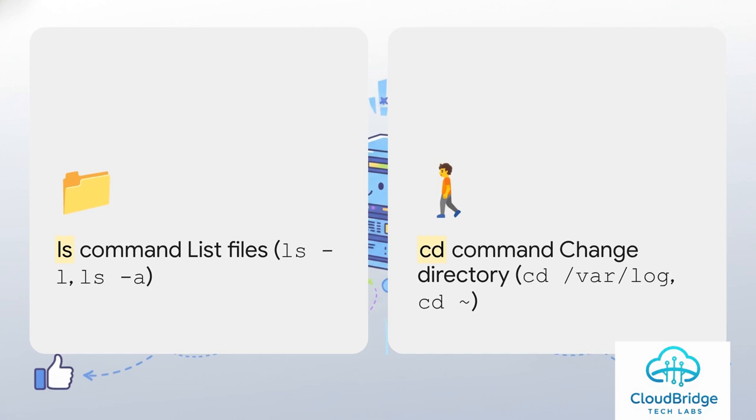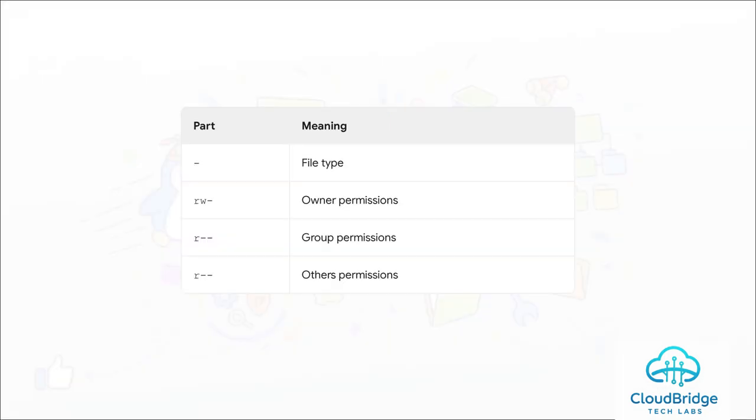cd /var/log takes you straight to the log files, while cd ~ is this fantastic shortcut that instantly teleports you back to your personal home directory. Okay, let's decode something that usually looks like absolute gibberish when you're starting out. When you run that ls -l command, you get a string that looks something like -rw-r--r--. What on earth does that mean?